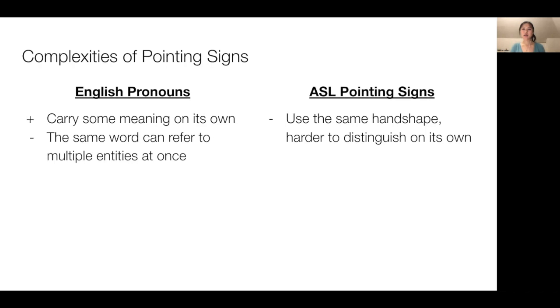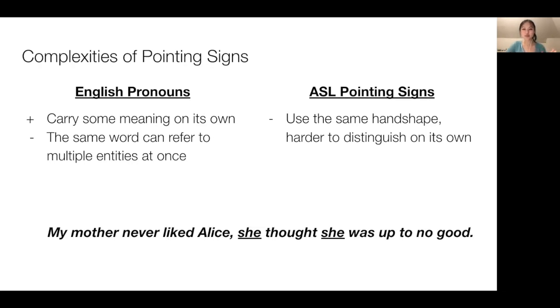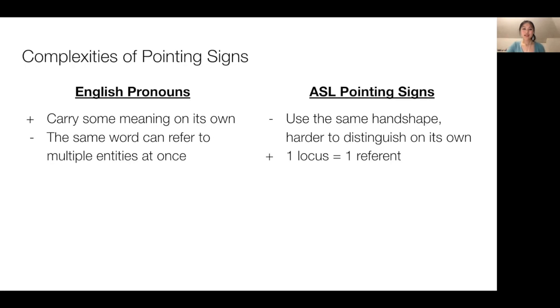On the other hand, the same pronoun she can refer to two or more distinct entities at once. So in this example, the two pronouns she refer to separate entities, but using the context, we can infer that the first she refers to the mother and the second to Alice. In signed languages, a given locus refers to at most one referent at a time.